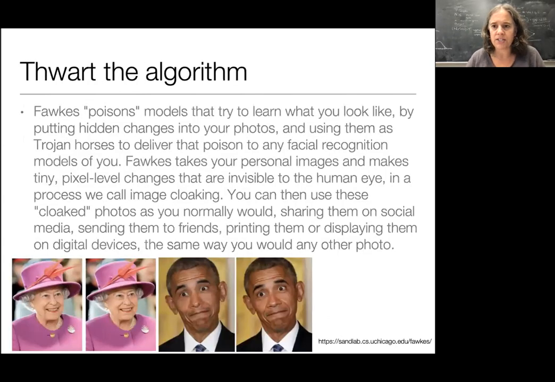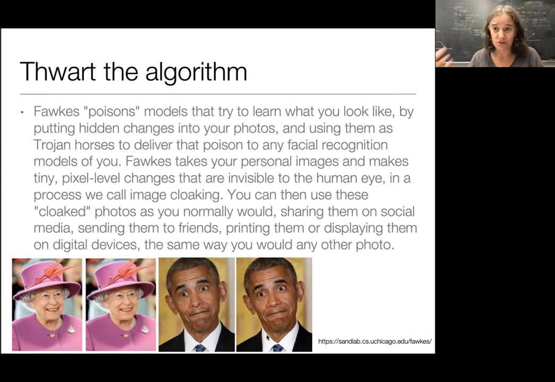Okay, and one other project that I'm going to bring to you today is that we can thwart the algorithm. This group is out of the Sand Lab at the University of Chicago. They have an algorithm called Fox, and what they do is they put these little pixelated pieces into an image, and then they put them out into the world. These tiny pixel level changes are invisible to the human eye, but they result in a process we call image cloaking. So you cloak all of your images through just an app on your phone. Every image you take goes through this cloaking process.